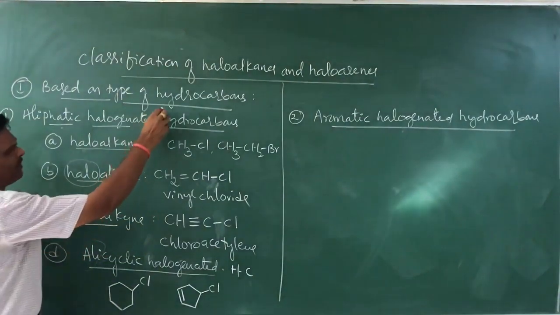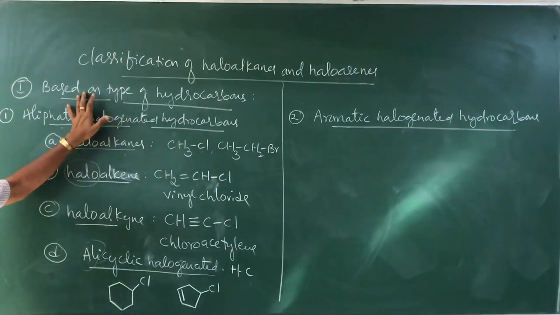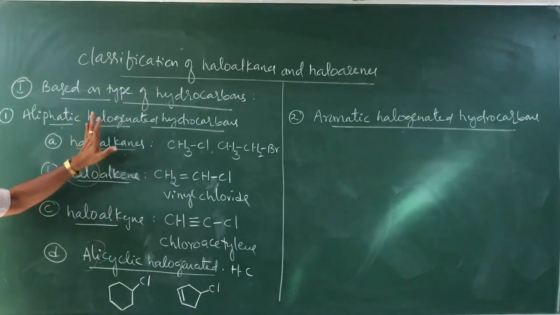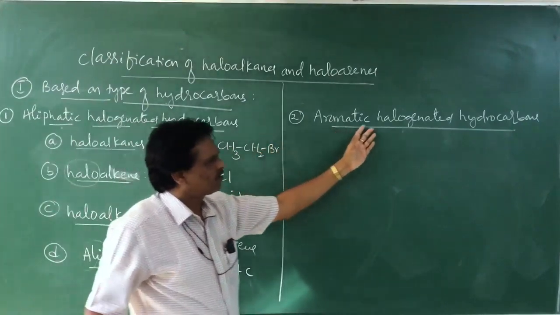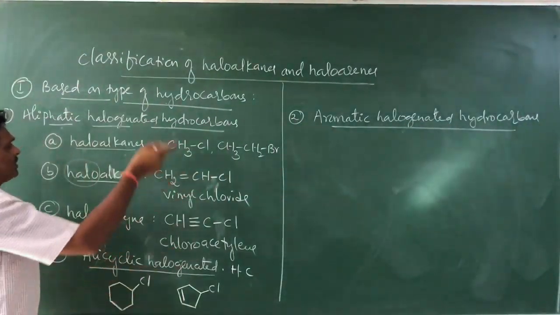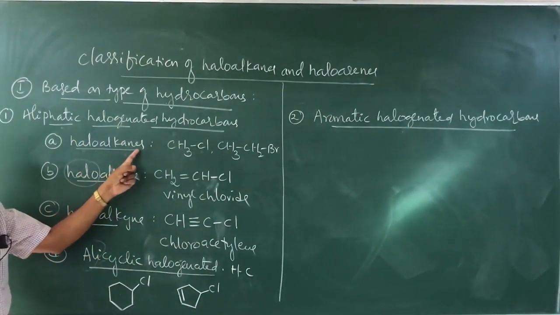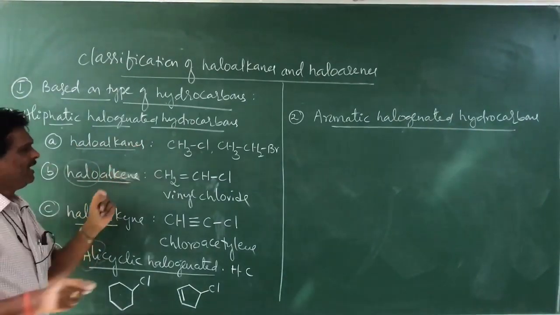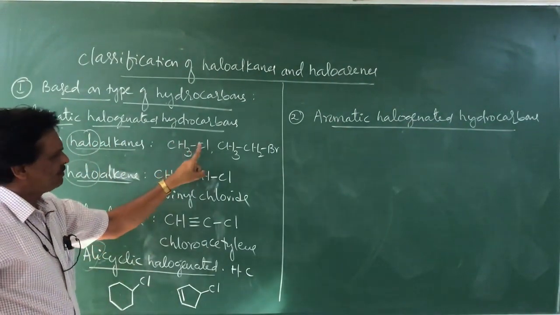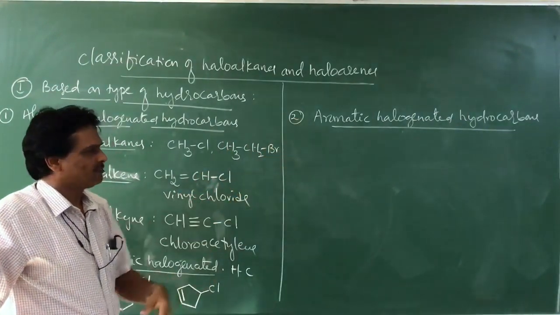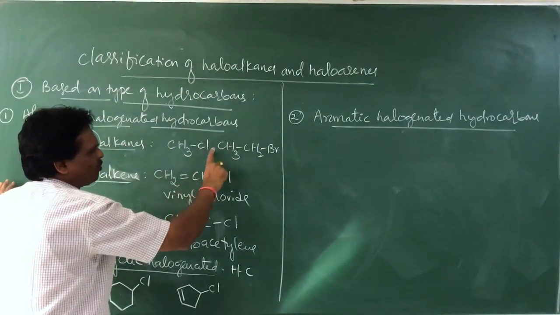So based on the type of hydrocarbon groups, the halogenated hydrocarbons, the haloalkanes and haloarenes, are divided broadly into two kinds: aliphatic halogenated hydrocarbons and aromatic halogenated hydrocarbons. Further, aliphatic halogenated hydrocarbons are divided into four kinds. One is haloalkane. Haloalkanes are the halogen derivatives of alkanes obtained by the replacement of one or two or three hydrogen atoms of alkanes by halogen atoms.